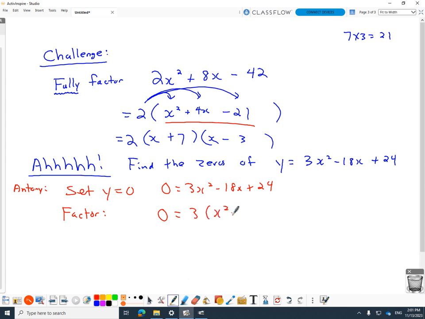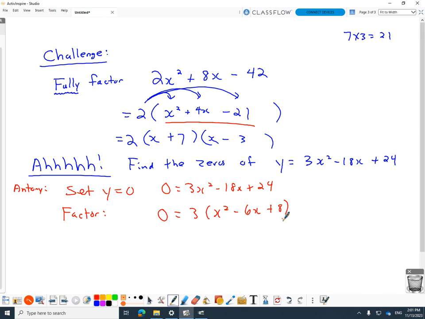What's 18 divided by 3? Negative 6. And 24 divided by 3? 8. That equals 8. I'm not done factoring though.